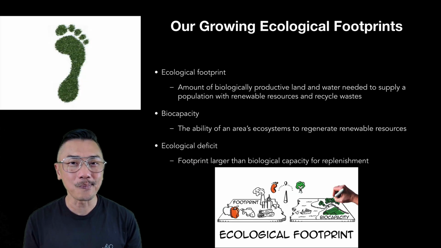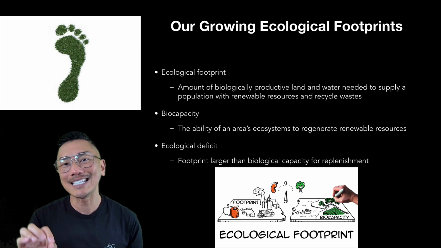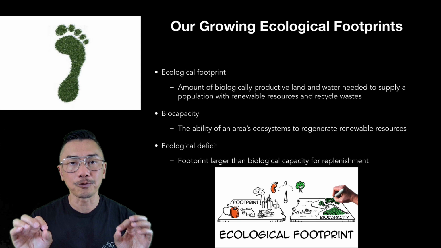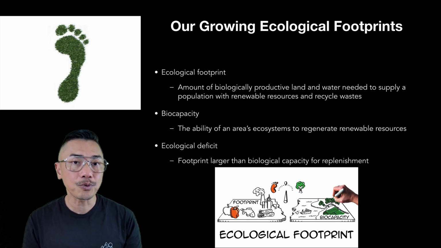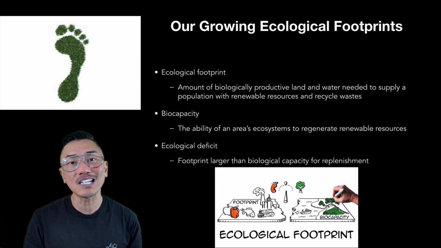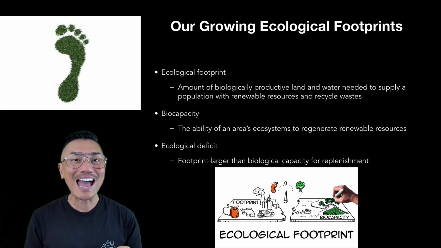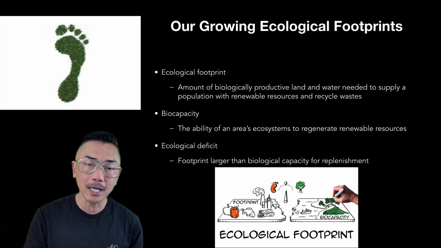Our ecological footprint measures the amount of biologically productive land and water needed to supply a population with renewable resources and to recycle its waste. When our footprint exceeds the biocapacity of an area, which is the ability to regenerate resources, we create an ecological deficit. Right now, humanity's ecological footprint is about 1.75 times the Earth's biocapacity. This means we're using up natural resources faster than the Earth can replenish them.